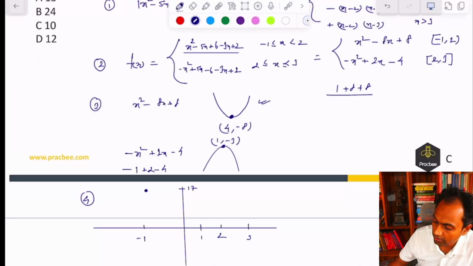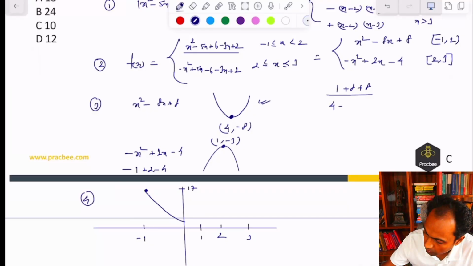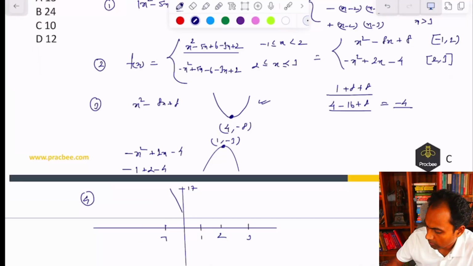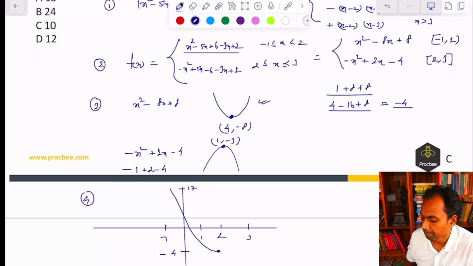And then it will continuously decrease till 4, but we do not need to go till 4. We only need to go till 2. So it will keep on decreasing, something like this. And at 2, what is the value? If I put 2 here, this is 4 minus 16 plus 8. So you can see that the value becomes negative. So it will go down like this. You can see that this value is minus 4.